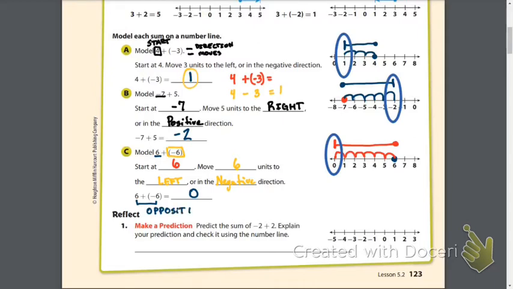So I told you that whenever we add opposites, my answer is always going to be what? Whenever I add opposites, I'm always going to get what? If I give you one and I take one, and I give you one and I take one, what are you always going to have? 0. Very good. Opposites are always equal to 0.